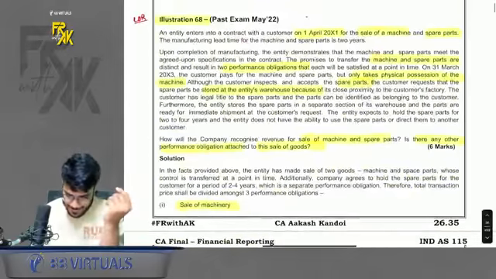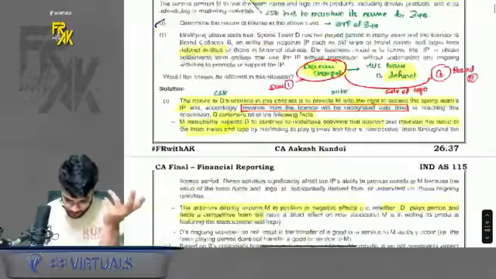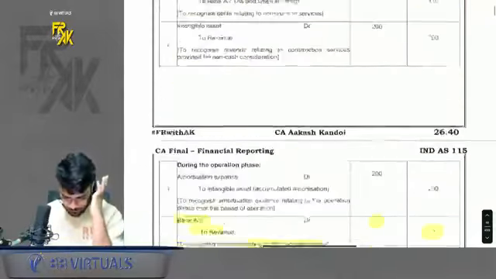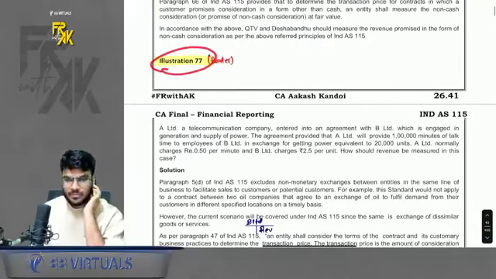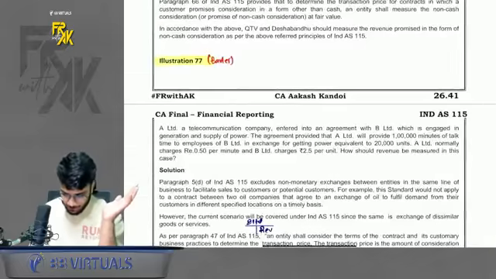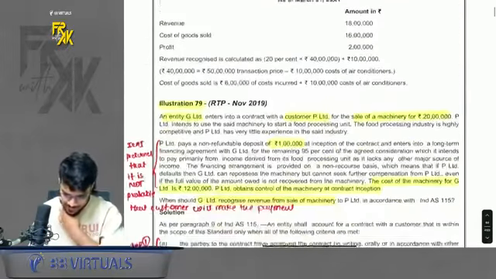Apart from that, bill and hold is already done. 72 already done. 73 done. 75 done. 77 is a barter question. So you can just give it a read. I have given the solution also here. You can just give it a read. Okay. 78 is the same as 65.